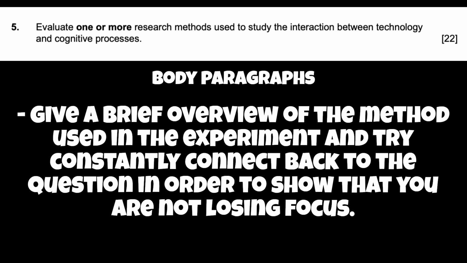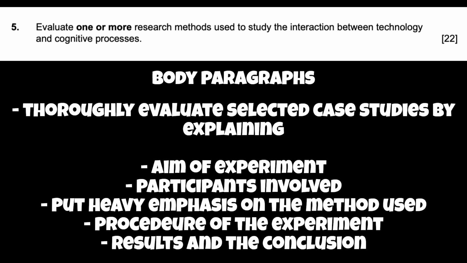The structure of the body paragraphs is again the same. However, before you start explaining your selected study, you should try to give a brief overview of the method used in the experiment, and constantly try to connect back to the question in order to show that you're not losing focus. Now, you should thoroughly evaluate the selected case studies by explaining the aim of the experiment, the participants involved, and this time you should put heavy emphasis on the methods used, then the procedure of the experiment, and then the results and the conclusion.